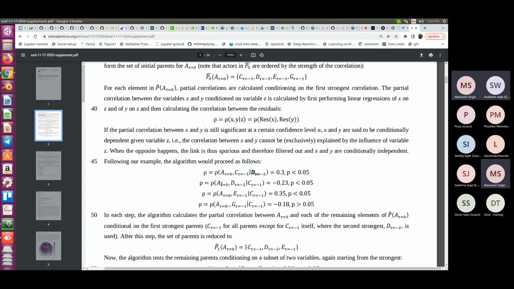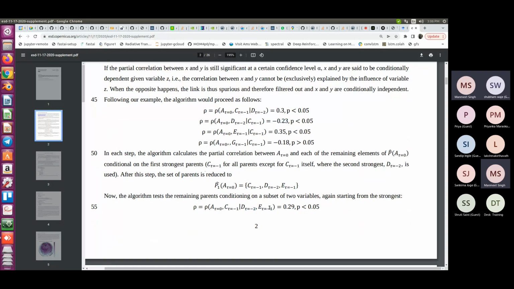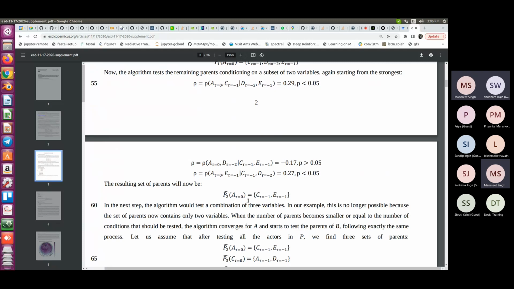Now, it might happen that when you take out the confounding effect of C at tau equal to -1 from D at tau equal to -2 and A at tau equal to 0, and then find the correlation between the residuals of A and D, you might get that D at tau equal to -2 is not a causal parent of A at tau equal to 0. So you will do this for all the pairs, all the permutation combinations: first conditioning on one confounder, then on two confounders. You will keep doing this as long as it is possible and keep removing the non-causal parents. So in the end we get that C at tau equal to -1 and E at tau equal to -1 are the only causal parents of A at tau equal to 0.